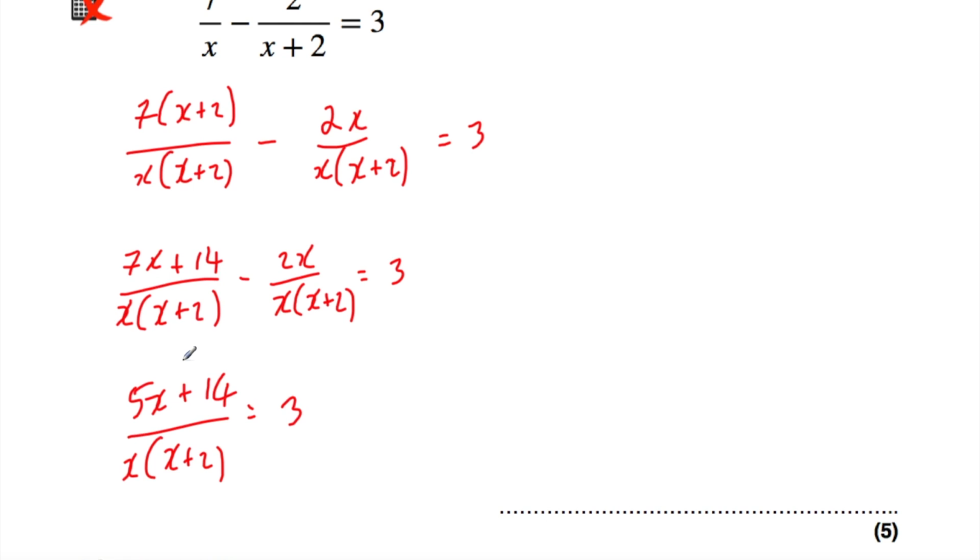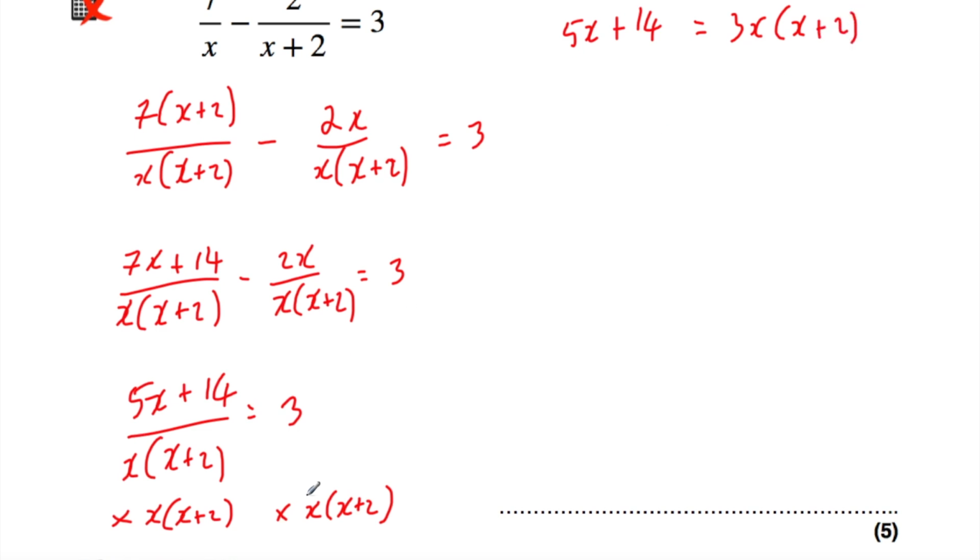Now, if we have a look here, we've got this algebraic fraction equals 3. Well, we don't want this denominator here, so let's multiply the left-hand side of the equation by x bracket x plus 2 and multiply the right-hand side of the equation by x bracket x plus 2. So on the left-hand side, we're multiplying by this denominator to get rid of this denominator, so we're just going to be left with 5x plus 14. And on the right-hand side, we had 3, and then we've got our x bracket x plus 2, so just putting that beside the 3. Okay, so now what we're going to do is let's expand the brackets and solve this equation.